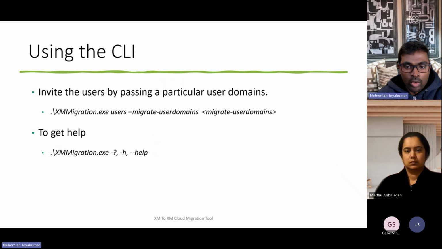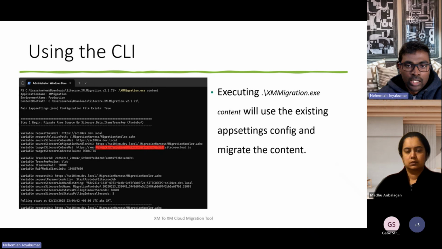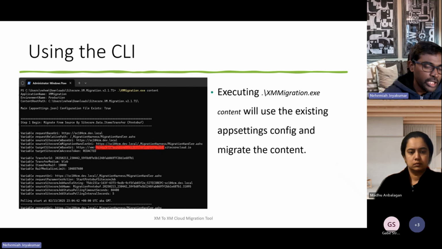So just to give you a small visual representation of the CLI, this is how it is. If you just run content, it will execute the content migration with the same JSON file, and it will also output the same kind of logs that you got from the GUI. So you'll be able to see the status and everything. And in case there is any failure from a connection standpoint, it will show you that certain details are not available or not correct, and you have to provide a new value, and that will help you solve the problem.